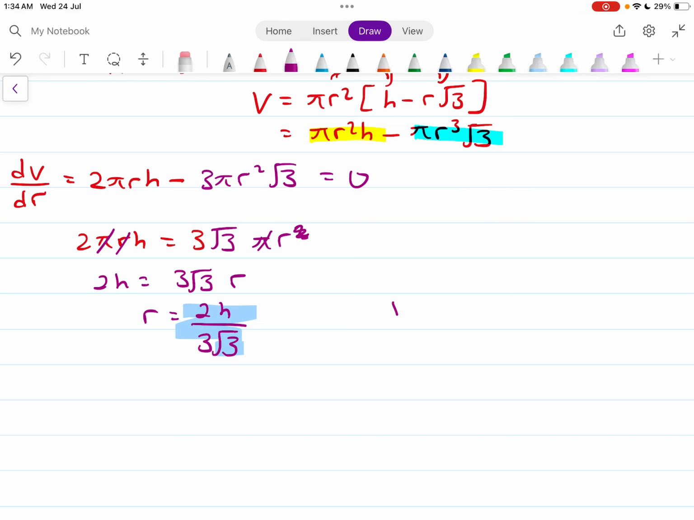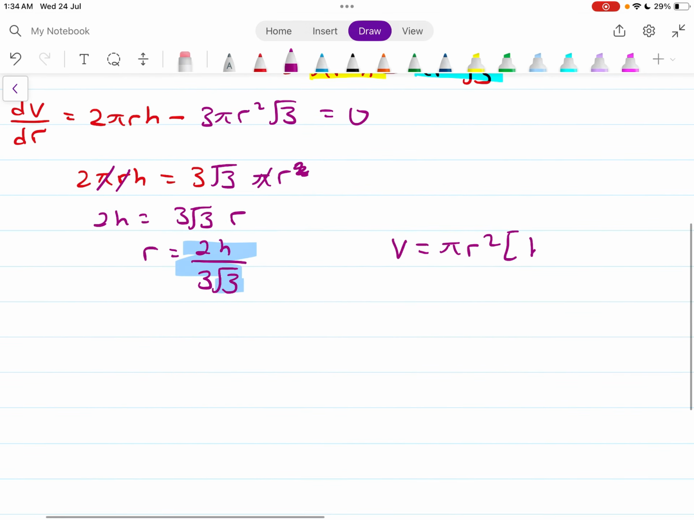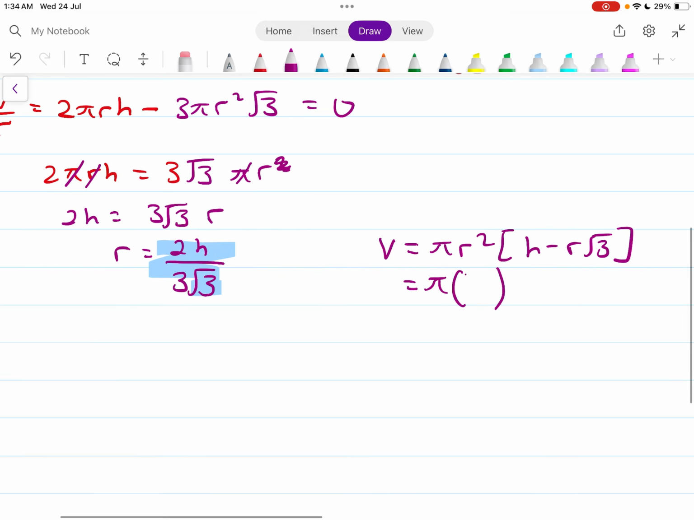So maybe I write the equation here. V is equal to pi r squared times height, and the height is h minus r square root 3 in a square bracket. Okay, so I replace r squared: r squared, I just put 2h over 3 square root 3 and put a square.